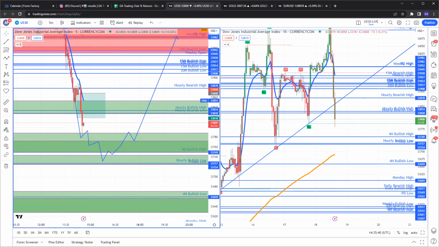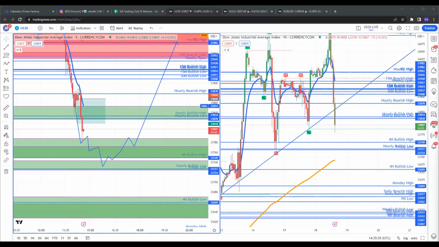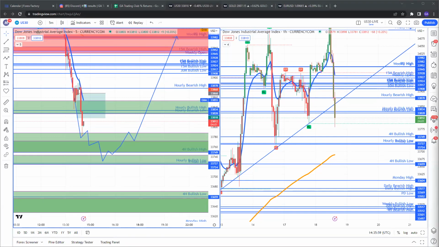So let's see if we have anything else. Yes, so US30 is fully bearish. Gold is fully bullish. EU is still fully bullish. Let me see how. Oh, look at that. I made, so this is the importance of setting a target, right?